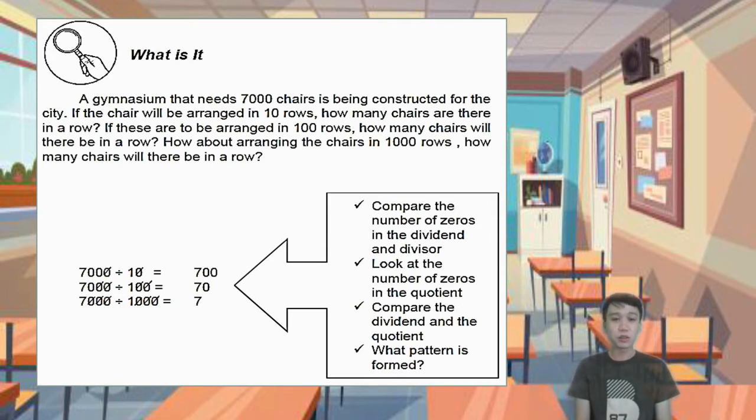So what are we going to do? First is to compare the number of zeros in the dividend and divisor. Second, look at the number of zeros in the quotient. Third, compare the dividend and the quotient. And fourth, what pattern is formed?